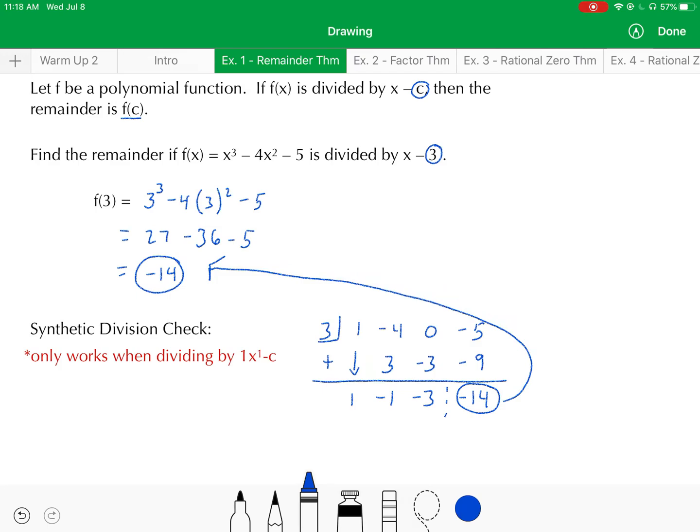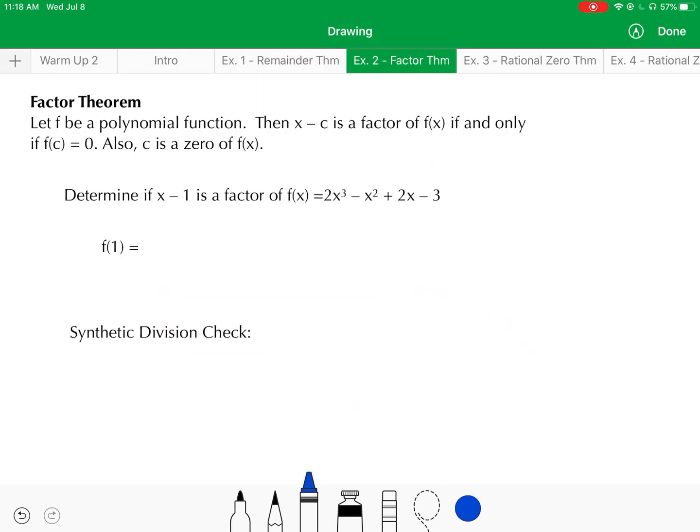All right, so then we can extend this into the factor theorem. The factor theorem says if we're working with a polynomial function f, then x minus c is a factor of f of x if and only if f of c equals 0. See how that relates to the remainder theorem. When we're saying that f of c equals 0, that really means that the remainder from the division between f of x and x minus c has to equal 0.